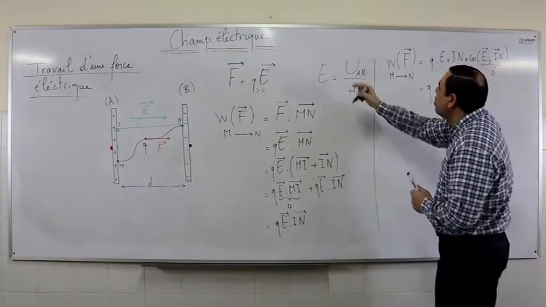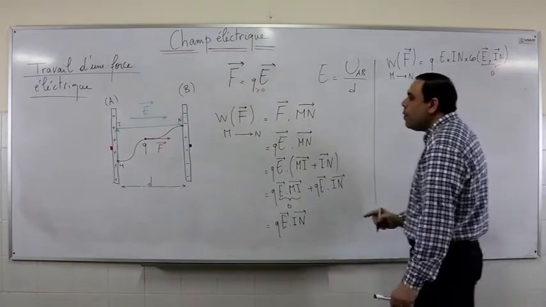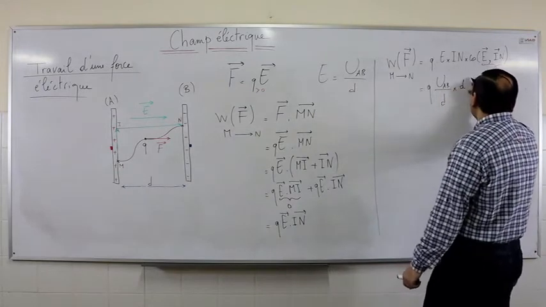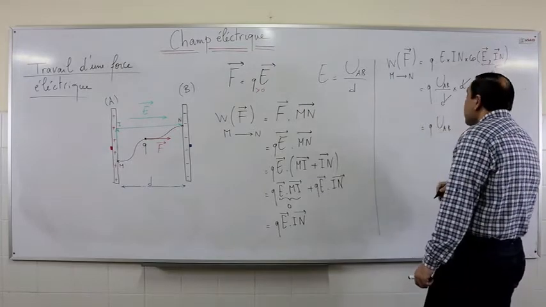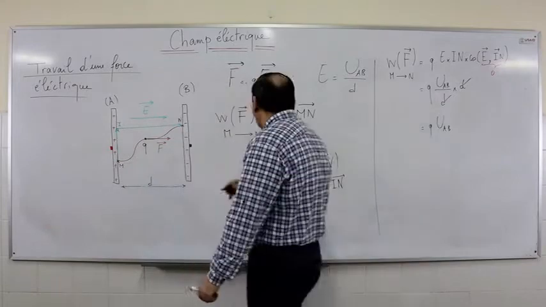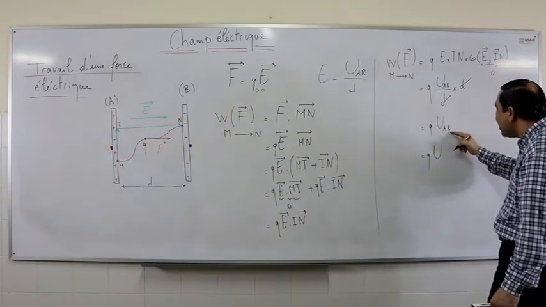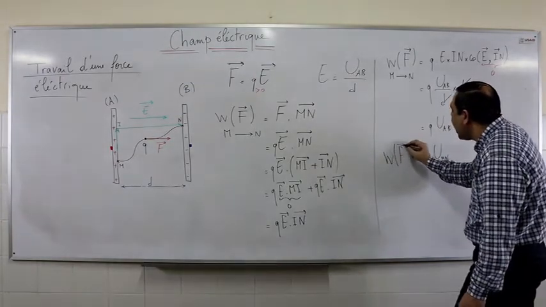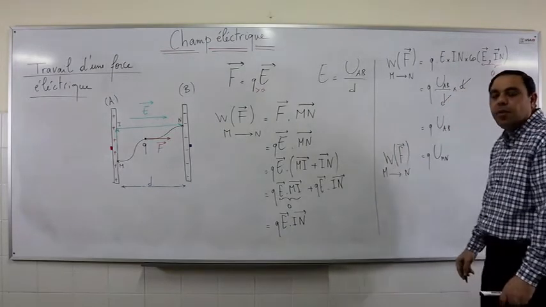Q. E is UAB over D times IN, which is equal to D, the distance. Hence, by simplifying D, we obtain Q times UAB. But the voltage between A and B is equal to that between M and N. So we obtain Q UMN. This is the work of the force F when its point of application moves from M to N.